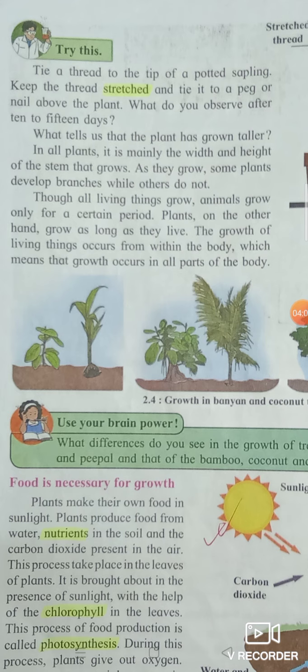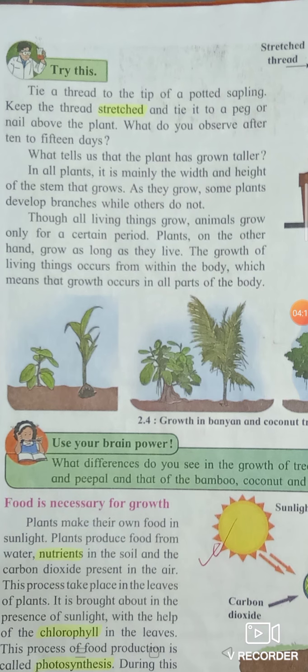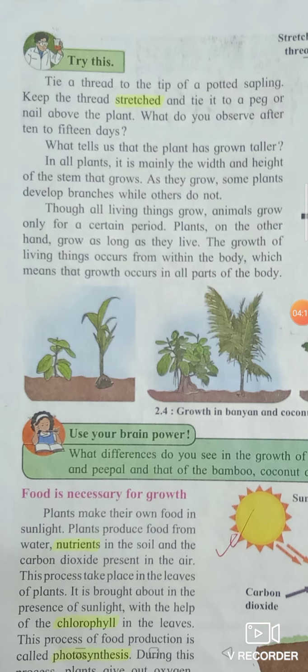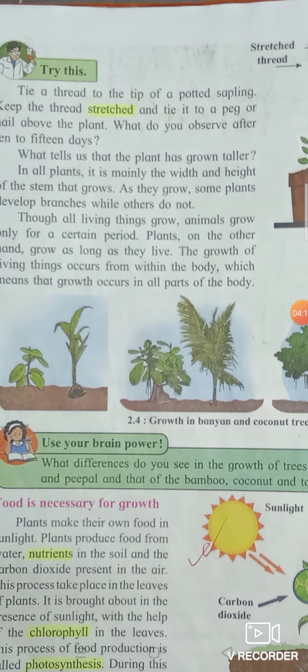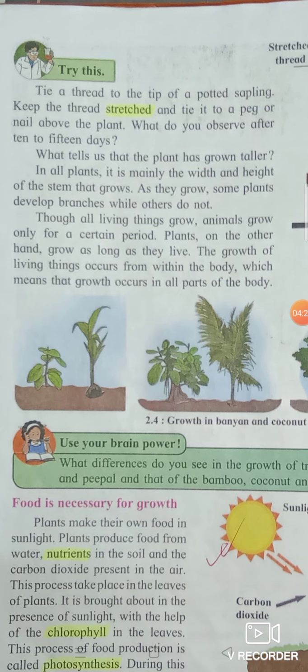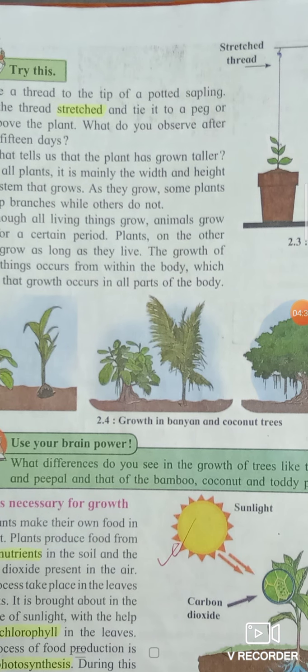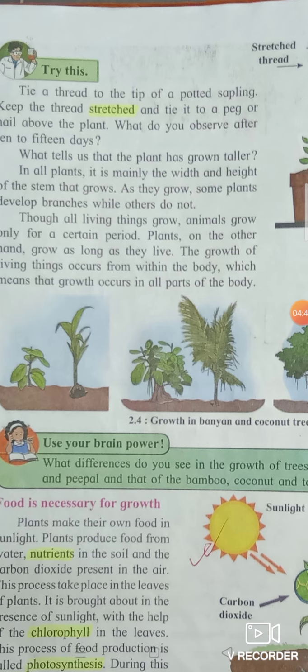What is that? Plants on the other hand grow as long as they live. It means till they are living, their growth continues. But in animals or humans, what happens? Their growth occurs only for a certain period. Okay, so the growth of living things occurs from within the body, which means the growth occurs in all parts of the body. See, in the next figure 2.4, growth in banyan trees and coconut trees.